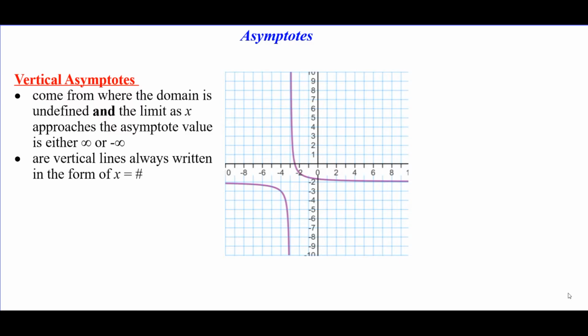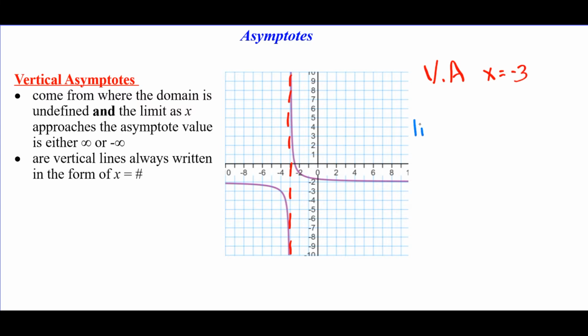In this video, we're going to look at vertical asymptotes. Vertical asymptotes are vertical lines at values where your domain is undefined, and as we approach that undefined value on the x-axis, your limiting values are either positive or negative infinity. Taking a look at this graph, we can see that it has an asymptote at x equals -3, so our vertical asymptote is x equals -3.